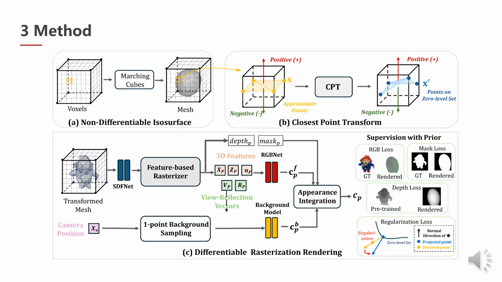As shown in subfigure A, we first extract the mesh via marching cubes. Then we leverage CPT to project the approximate points on the zero-level set, shown in subfigure B. Subsequently, we render the transformed mesh via a rasterizer. Specifically, we incorporate the view reflection vectors into the foreground appearance. Additionally, we employ the one-point background model to learn the background information. Finally, we integrate the foreground and background appearance to generate the rendering results. We adopt four supervisions to optimize the networks.